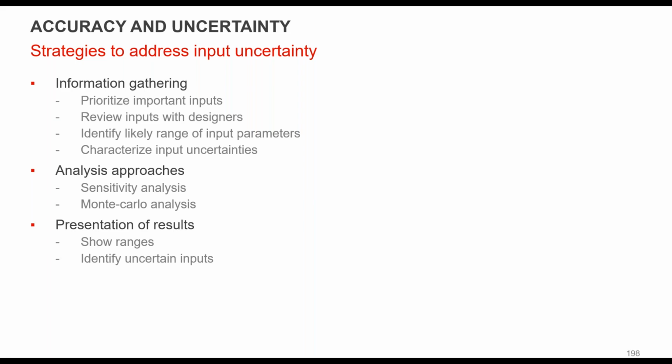Review what you're using as input with the design team, making sure you understand where they're trying to go, and identify a range of input parameters. And then from that, you can look at it: there's a lot of uncertainty around this one, but it's only a 2 to 3% change. But around this one, there's a lot of uncertainty, and it affects the energy by 20% or more. So you do that through sensitivity analysis. You can also do Monte Carlo, and you want to show the ranges of results. It's important to understand what's uncertain and make that clear from what you're doing.